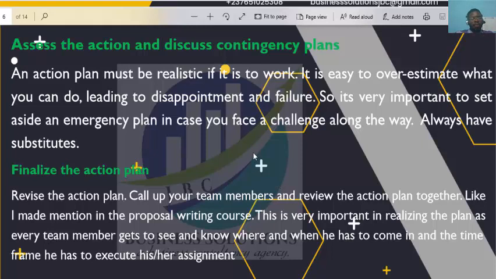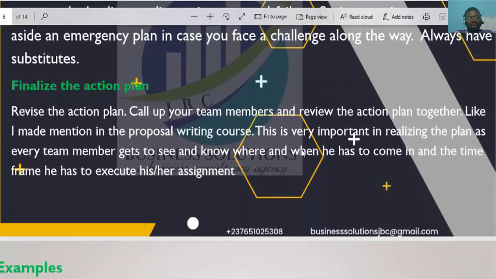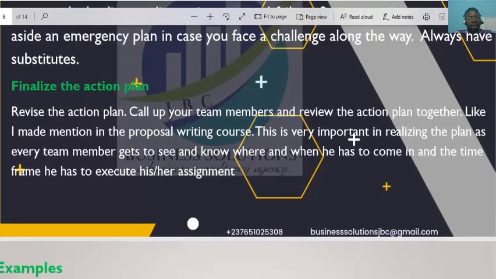I plan to purchase 2 trips of sand. I already have enough stone. If at the end of the day you're unable to get the financial resources to purchase 2 trips of sand, what will you do? You should come up with something. Should you replace sand with the enough stone you have? You get that clear. And when you get all of this, you finalize your action plan by revising the plan. Go through the plan over and over, and you get your team members to evaluate the plan as well.